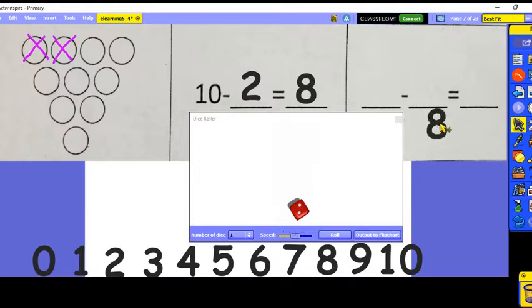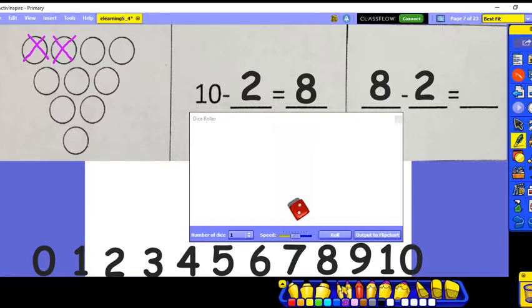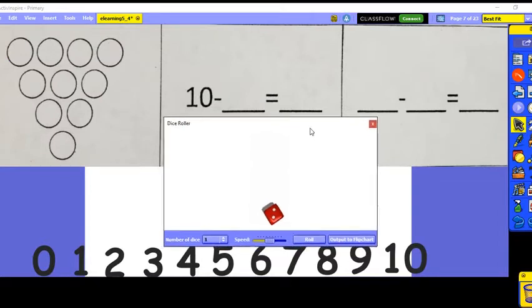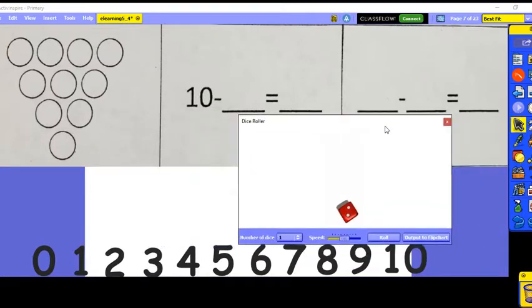And this time we're starting with 8. And let's roll again. And we'll take 2 away. So 8 minus 2. And let's see how many we have now. 1, 2, 3, 4, 5, 6. 8 minus 2 is 6. Remember, we're subtracting, and when we subtract, our answer gets smaller. The answer when we subtract is called the difference.